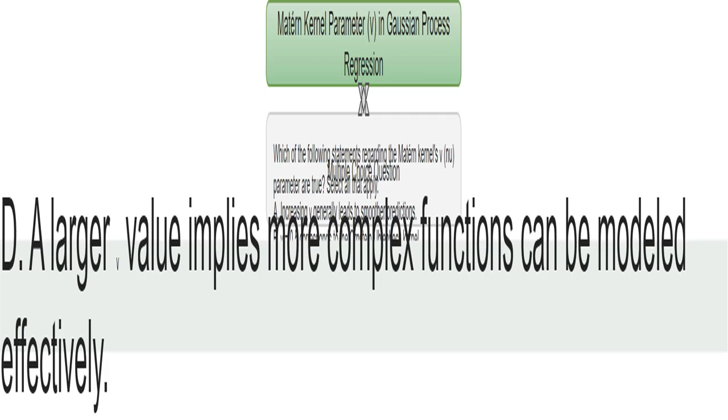It doesn't have to be a whole number. You could use nu equals 1.5, 2.7, or any other positive number. While it's true that a larger nu allows for modeling more complex functions, the word "effectively" is key. A larger nu increases the risk of overfitting, especially with limited or noisy data. You could capture noise instead of the real signal. Therefore, this statement isn't entirely correct.